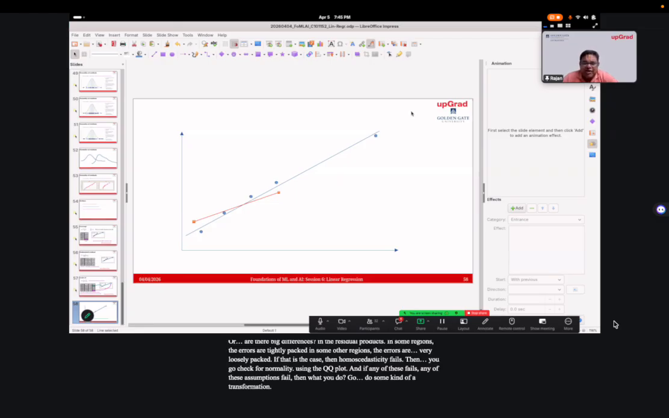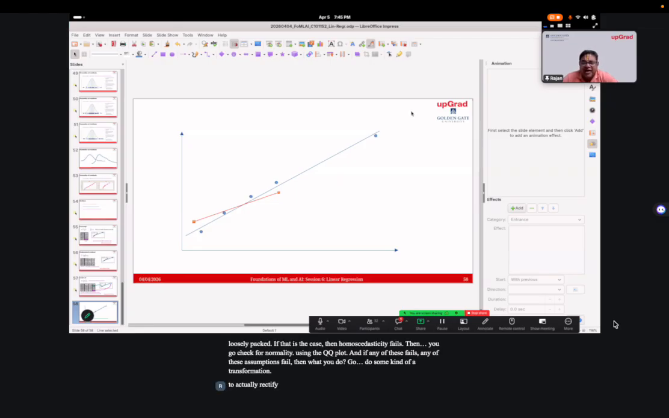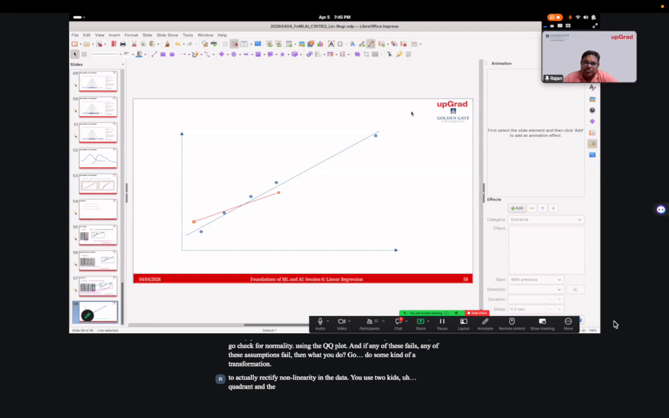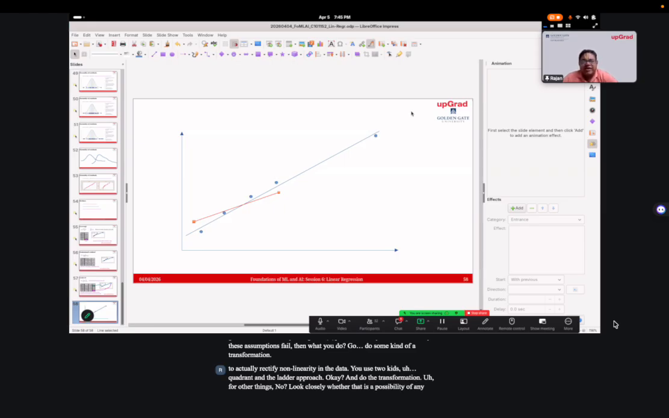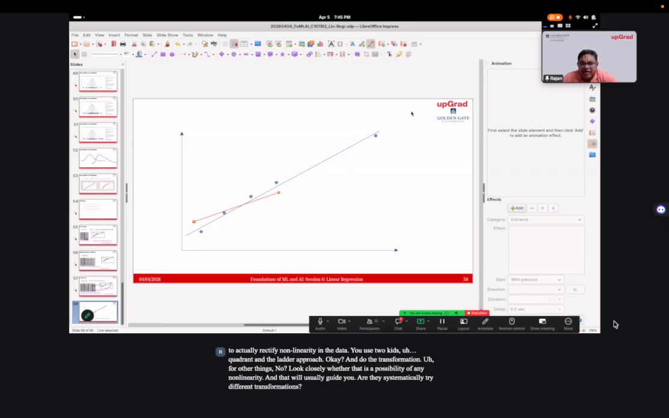To rectify non-linearity in the data, you use Tukey's quadrant and ladder approach and do the transformation. For other things, look closely at whether there is any possibility of non-linearity, and that will usually guide you. Otherwise, systematically try different transformations and come to the best possible transformation that you can use.